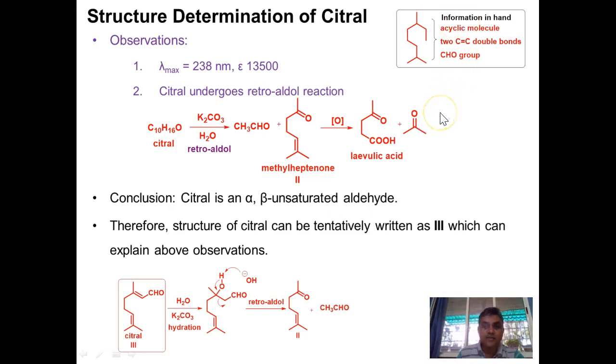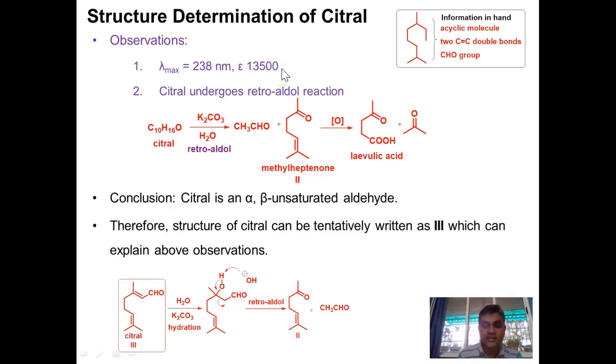Now again, a few more pieces of evidence for the nature of the CHO group. When we record the UV-visible spectrum of citral, it is observed that citral shows lambda max at 238 nanometer. 238 nanometer is a clear-cut indication of an alpha beta unsaturated aldehyde. Therefore, the aldehyde group present in the citral molecule is an alpha beta unsaturated aldehyde.